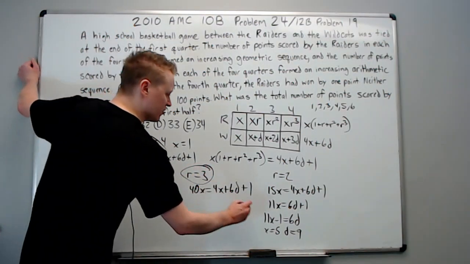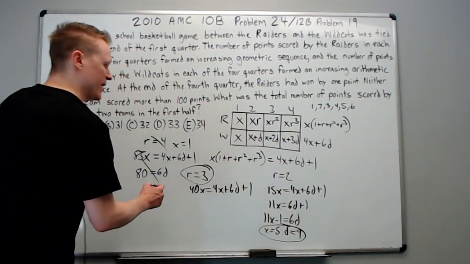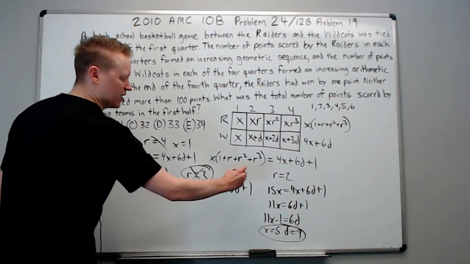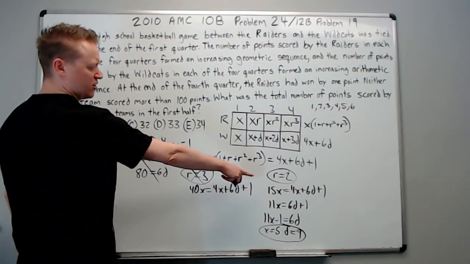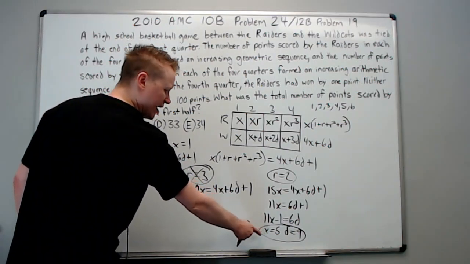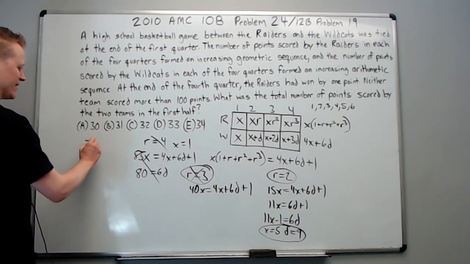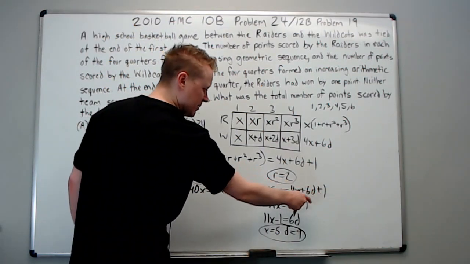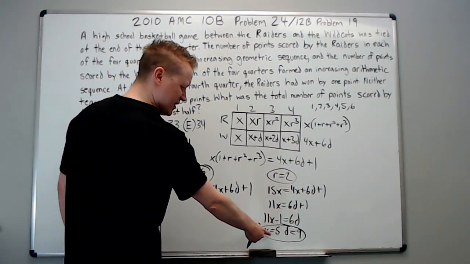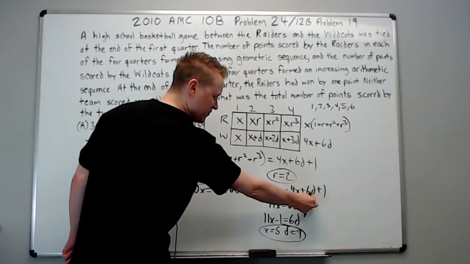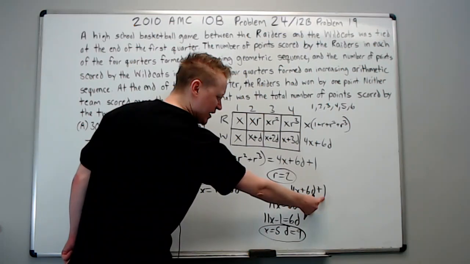We have R equals 3. We're just checking. We don't want to make a mistake, right? So again, if we plug in not R equals 3, sorry, R equals 2. Almost messed up there. So if R is 2, we've got 15x, x is 5. 15 times 5 would be 75. Let's check the 4x plus 6d plus 1. If x is 5, that's 20. D is 9, that's 54 plus 1 is 55.